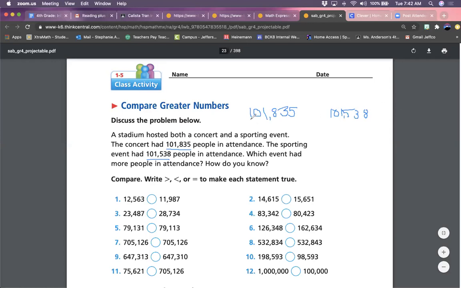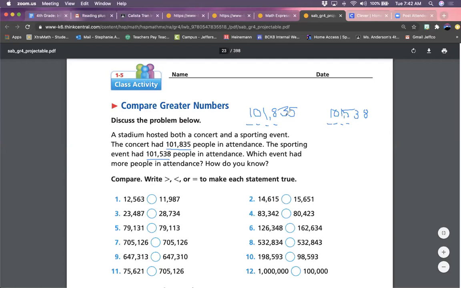I start in my largest place value, 100,000, 100,000. Okay, well, they're the same, so I go to my next smallest place value, 0 10,000s, 0 10,000s, still the same. Go to my next place value, 1,000, 1,000. Oh my gosh, these are very much the same. Now I need to go to my next place value, 800, 500. Oh, well, I'm going to stop there because those are different numbers.